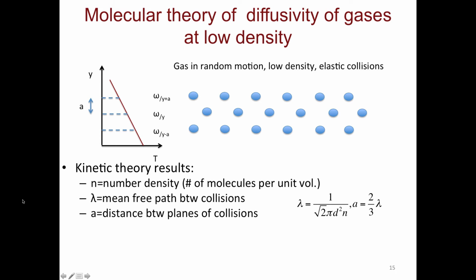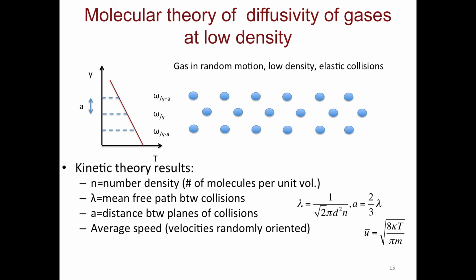So we know already that we will refer to N as number density, the number of molecules per unit volume. Lambda will be the mean free path between two different collisions, and I know its formula; it depends on the diameter of the molecule and the number density. Also, if I look at the planar difference in one of the directions between these two positions, I'm referring to that distance as A, and it's on average two-thirds lambda.